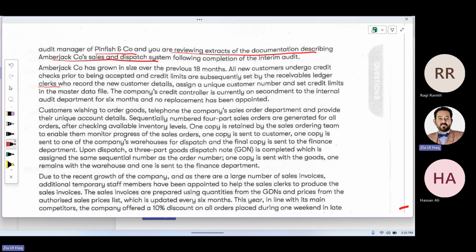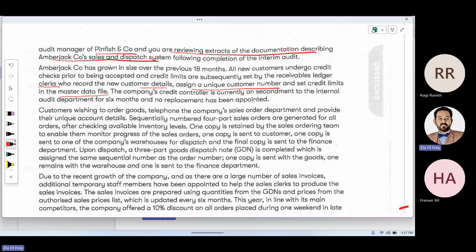So who should be responsible for setting credit limits? An experienced person like a credit control manager. The credit control manager should be responsible for setting credit limits. The clerk records the new customer details, assigns a unique customer number, and sets credit limits into the master data file.